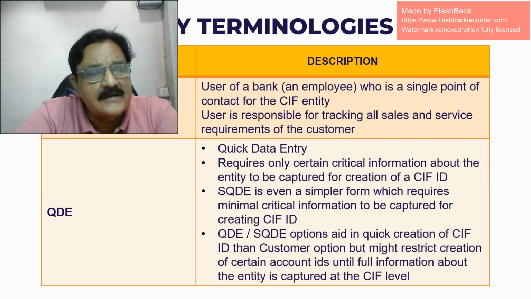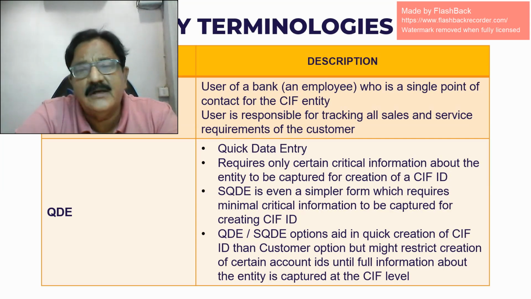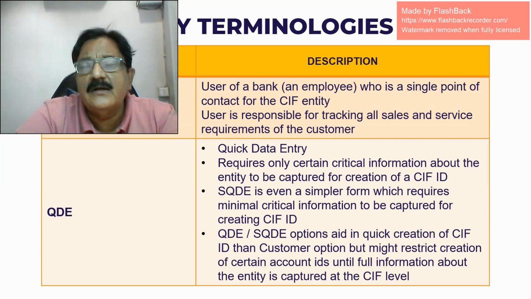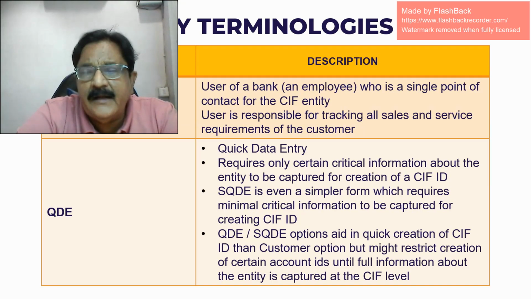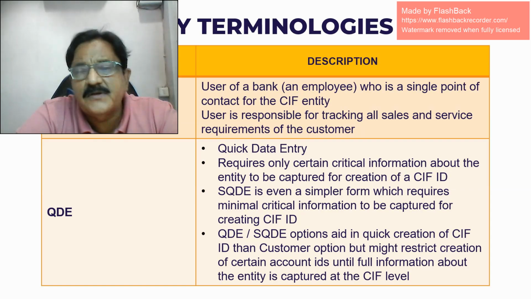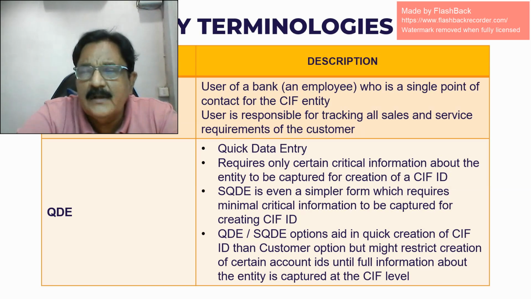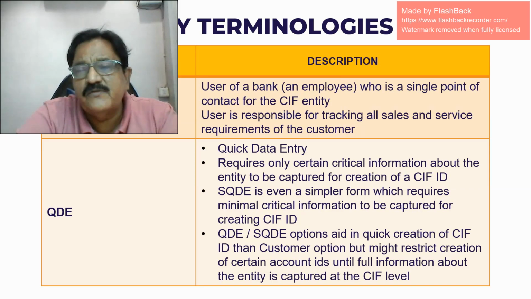And quick data entry, there are certain links in CRM in the Finacle system. Quick data entry can be done instead of going through a detailed data entry, right? It is a simpler form which requires minimum critical information like ID proof, address proof, mobile number, email ID, communication ID, registered email ID. QDE and SDE options are for quick creation of a CIF ID. We can do it in a faster process also, right? Whatever is critical information has to be filled, but we can enter other information also if you don't choose quick data entry. These links are available in your Finacle system.